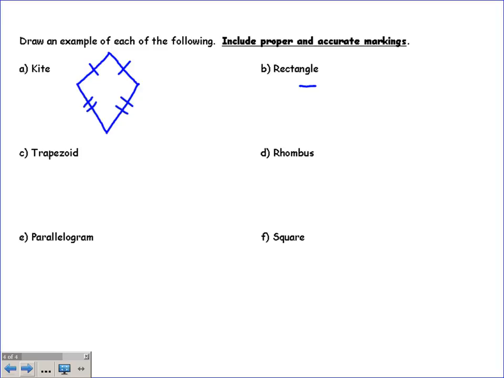Okay, part B, rectangle. You guys can do this. I want you guys to do this. If you just draw this, are you anywhere close to all 7 characteristics? No, you're not. By the way, a kite had 3 characteristics. This will have 7. Two of them are 4 sides, 4 angles, and then the sum of interior angles is 360. What else is there?